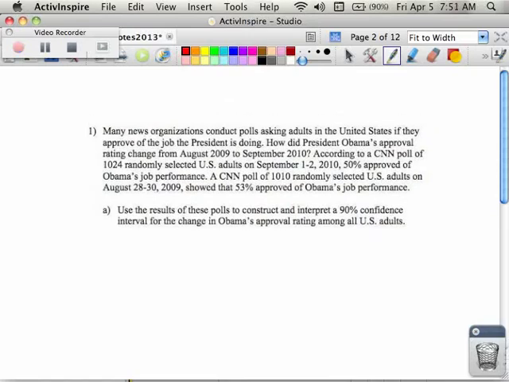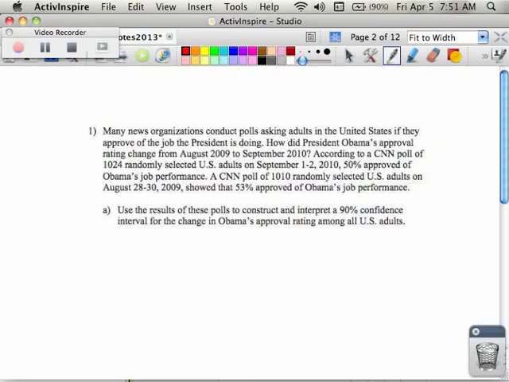So many news organizations conduct polls asking adults in the United States if they approve of the job the president's doing. How about President Obama from August of 2009 to September of 2010? According to CNN, of 1,024 randomly selected U.S. adults on September 1 and 2 in 2010, 50% approved, and in 2009, 53% approved. So it kind of looks like, when you look at the numbers, that his approval rate dropped from 2009 to 2010, right, by 3%. So we're going to use the results and construct and interpret a 90% confidence interval for the change in Obama's approval rating among all U.S. adults.